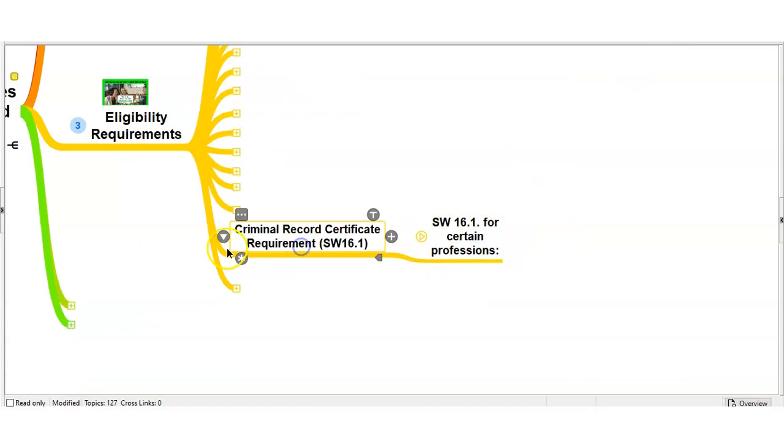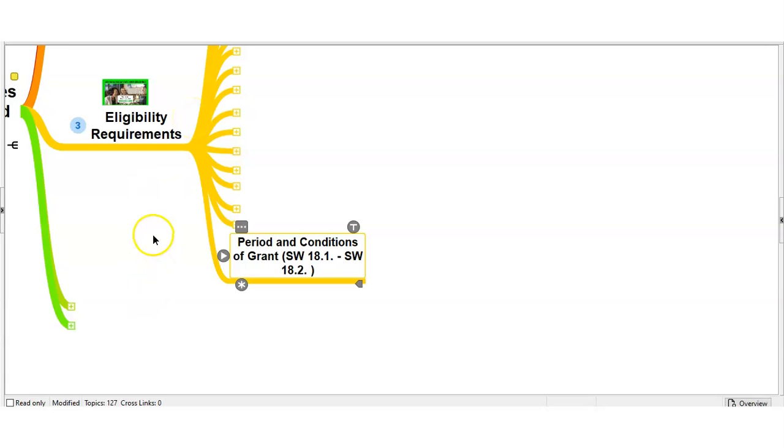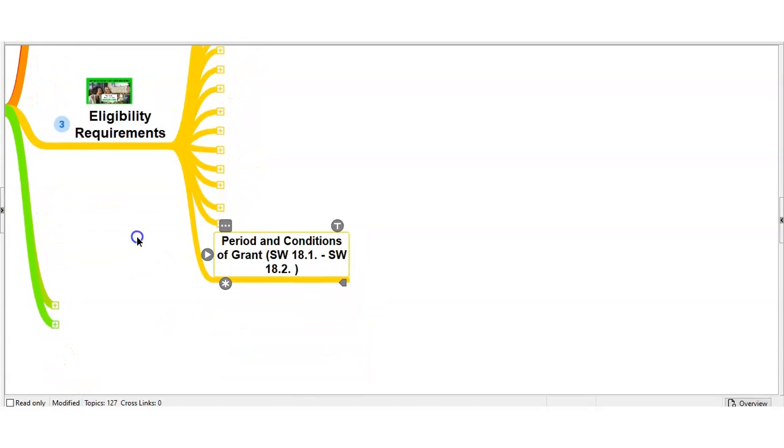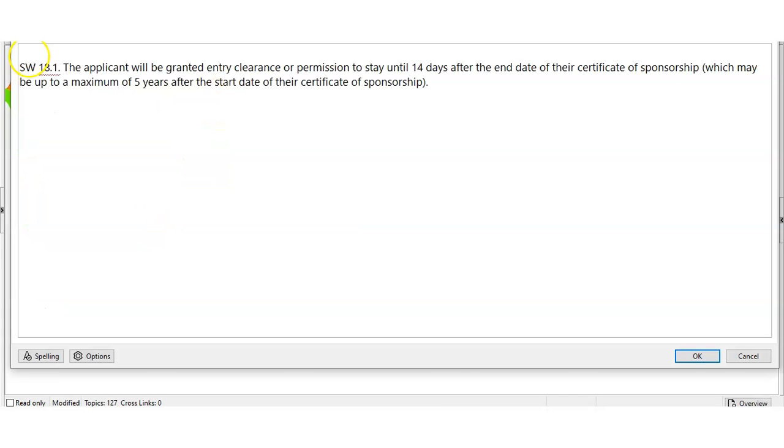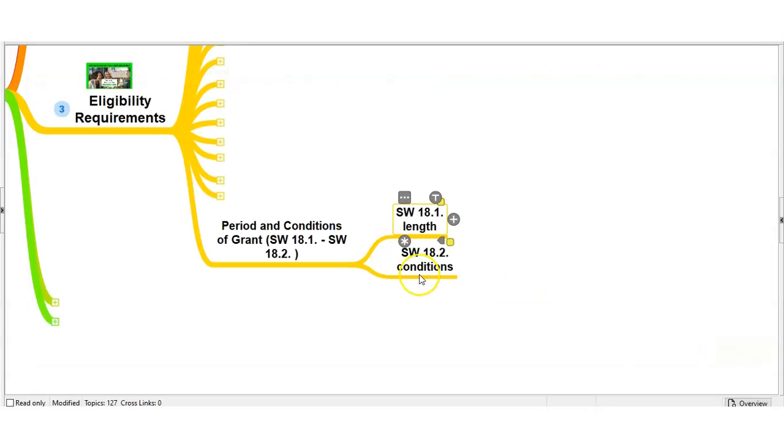Okay, so if you met all these requirements, what happens next? So if you met all the requirements, the application will be allowed for the duration which is stated in your certificate of sponsorship plus 14 days, but under any circumstances it will not be longer than 5 years, simply because after 5 years you will be eligible to apply for indefinite leave to remain. And as I said, I will discuss the settlement provisions in a separate video, and there will be certain conditions which will be imposed on your stay.